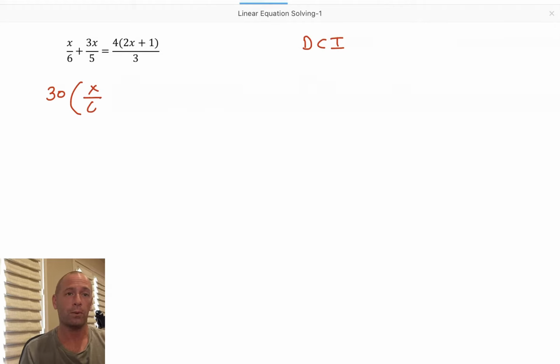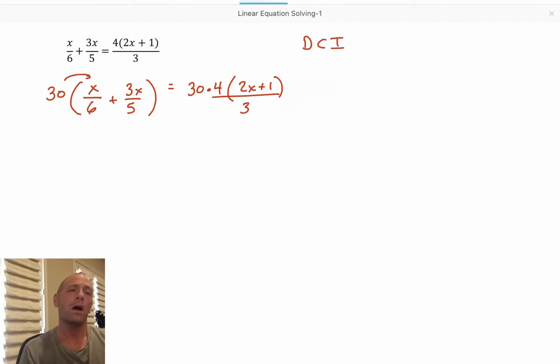So I'm going to multiply both the left and the right by 30. The left-hand side looks just like the previous example. The right-hand side looks just a bit more complicated because I already have a coefficient in front of that bracket. But now I'm saying I've got 30 of these 4 times 2x plus 1 divided by 3's. On the left side, we distribute. 30 times x over 6 would be 5x's. 30 times 3x over 5 would be 18x's.